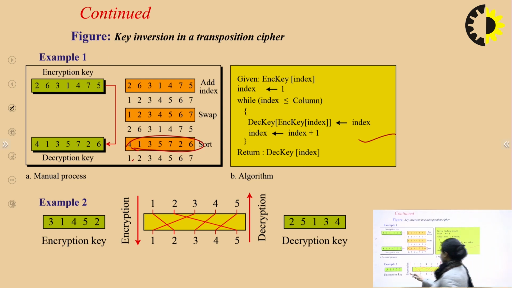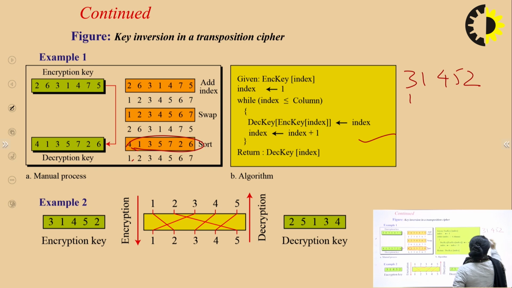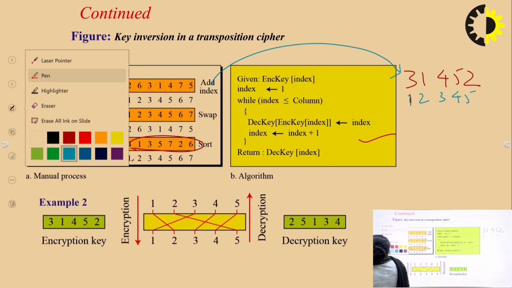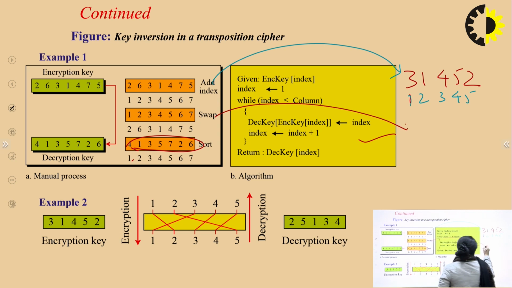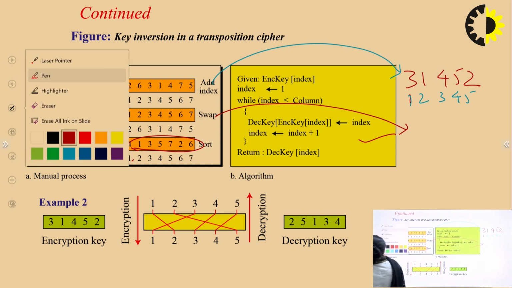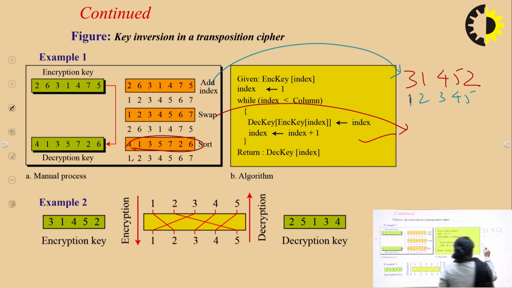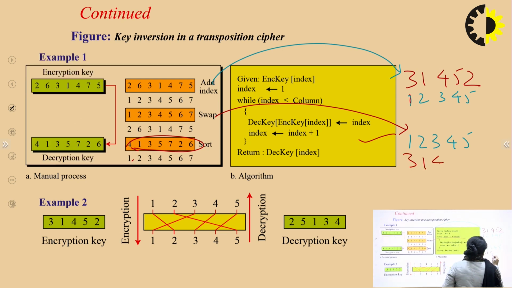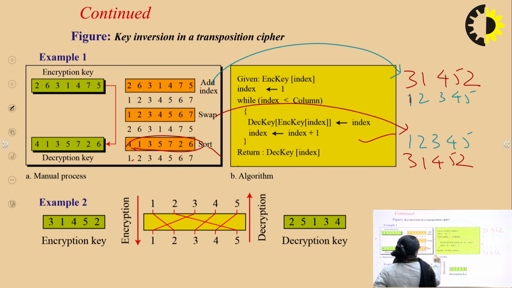If you take up another example, it is something like this. We start with 31452. We give the indexing to this. Let me use a different color so that this will be more understandable. So the indexing is 1 2 3 4 5. This is the first position. We are adding the indexing. The next part is the swapping. The beneath row will go on top, so 1 2 3 4 5 comes on top, and 3 1 4 5 2 will come below. After that we will be doing the sorting.